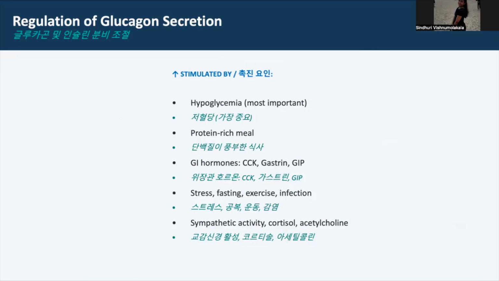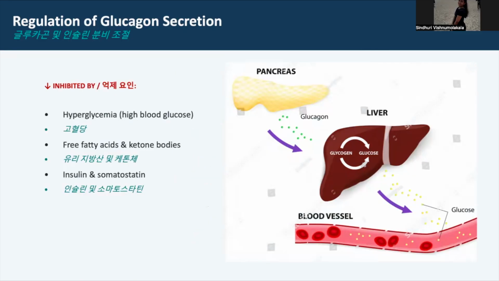It is stimulated by hypoglycemia, protein rich meal, GI hormones, stress, fasting, exercise, infection, sympathetic activity, cortisol, acetylcholine. And it is inhibited by hyperglycemia, high blood sugar, free fatty acids and ketone bodies, insulin, and somatostatin. Like we can see in the diagram, the pancreas releases glucagon, which helps in conversion of glycogen into glucose in the liver, and the glucose is released into the bloodstream.